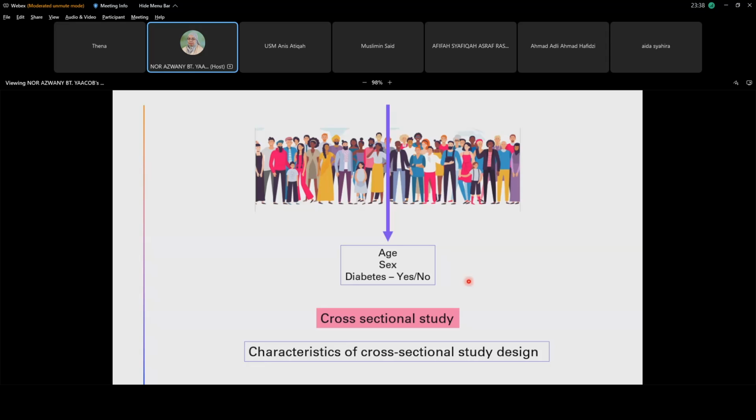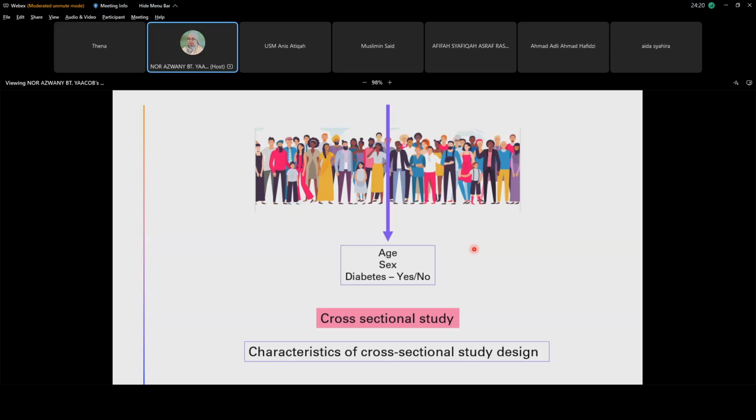You have cross-sectional study, but what it means is that for one particular person, you just look into one particular time. Okay, whether what is their age, what is their sex, whether they have diabetes or not. So that's why it is a cross-sectional study. So what is the characteristic? What are the advantages? What are the disadvantages? All are in your lecture notes. For example, cross-sectional study is easier to do, less costly, and fast because you just do it once for every subject. So you have to look into the advantages and disadvantages of it.